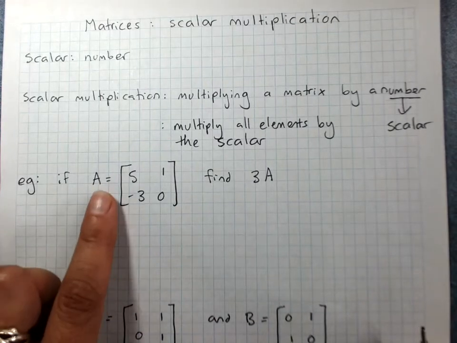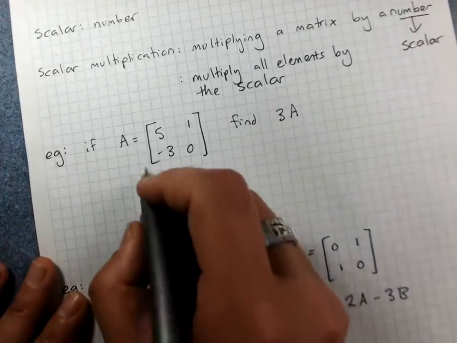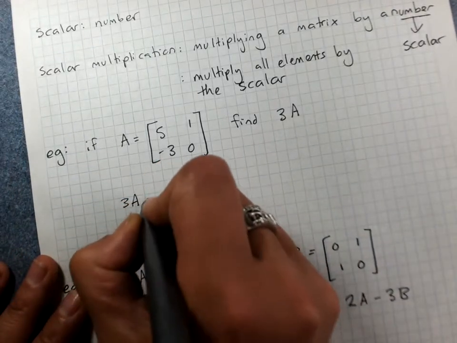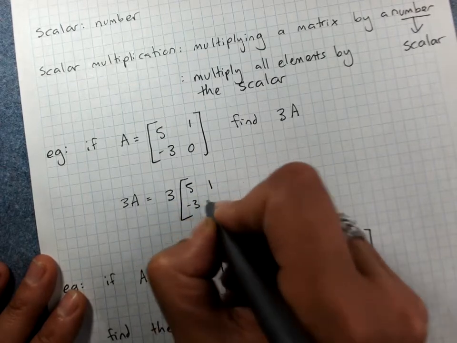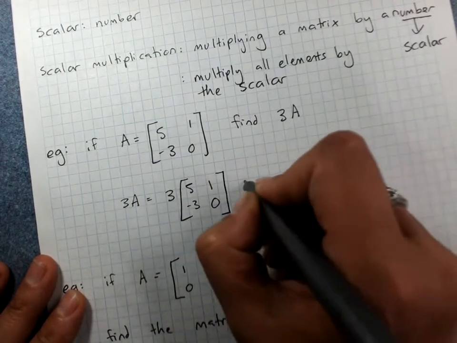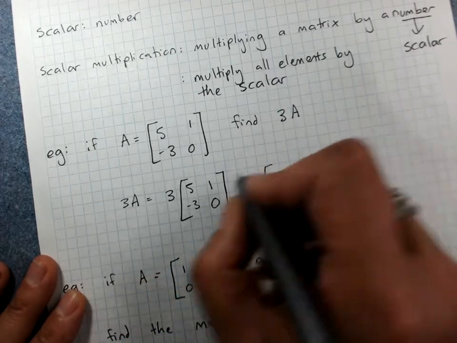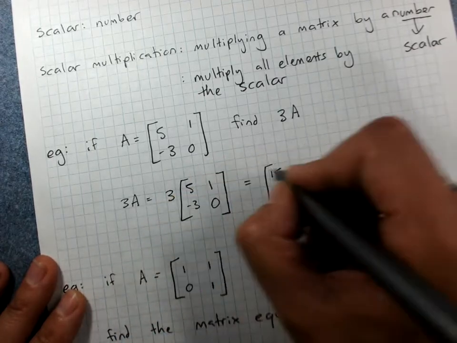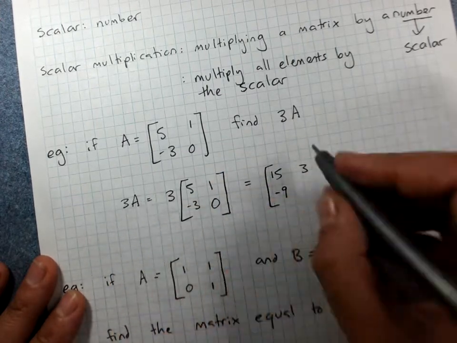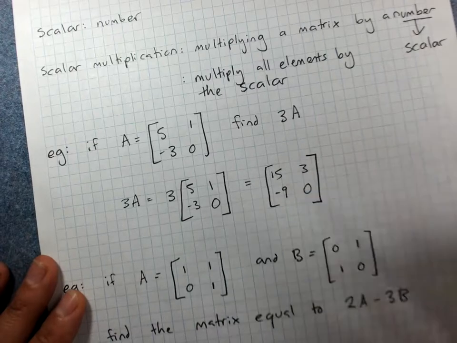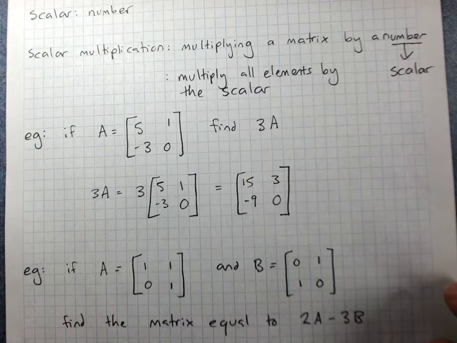So for example, if matrix A is given here, find 3A. So matrix 3A will be 3 times this matrix, and we're simply multiplying every term in the matrix by 3. 3 times 5 is 15, 3 times 1 is 3, 3 times negative 3 is negative 9, 3 times 0 is 0. Oh, sorry, that went very crooked. So, quite easy.